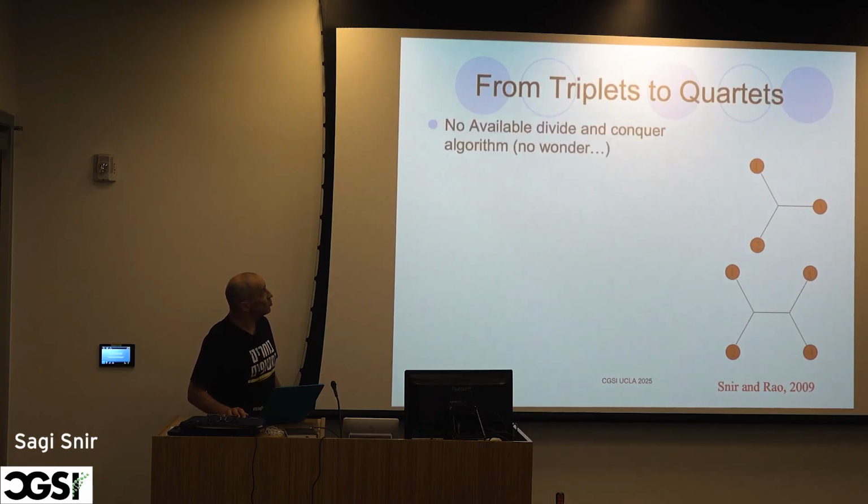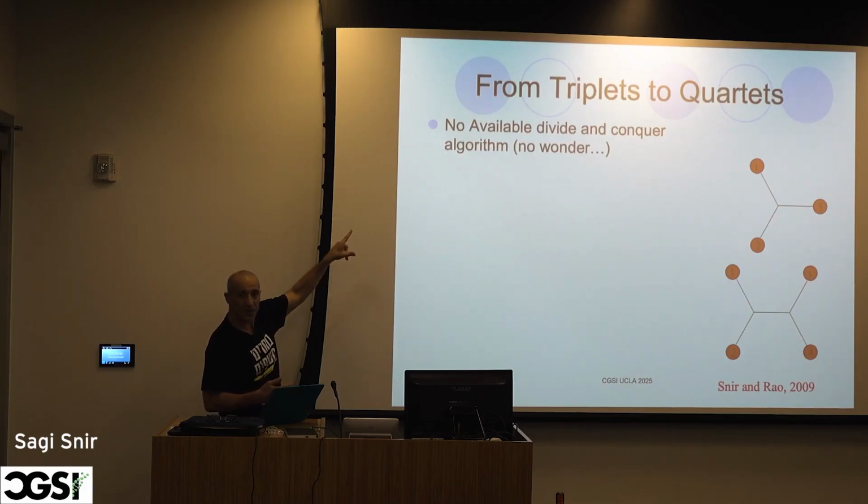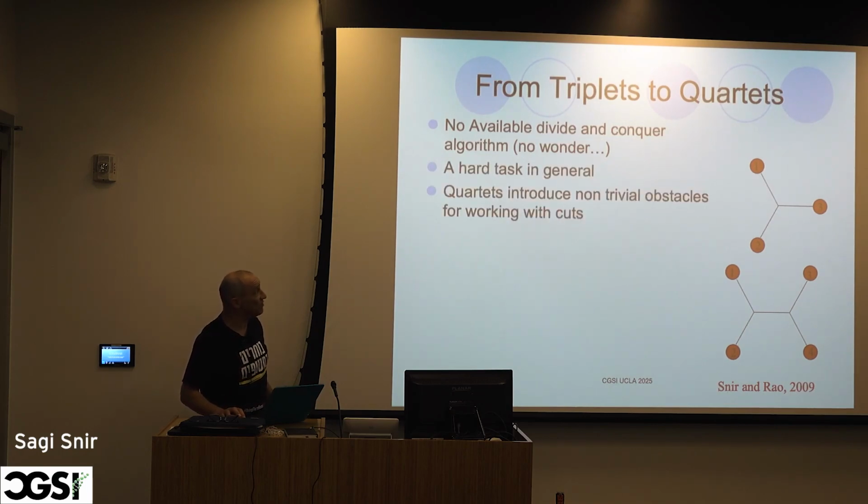So from triplets to quartets, there is no available divide and conquer algorithm, and no wonder, because now it is NP hard. Everything here is NP hard, even if the quartets agree with one another. If they agree, as opposed to triplets, this is a very classical result by Mike Steele from '92. Hard task in general, quartets introduce non-trivial obstacles for working even with cuts.